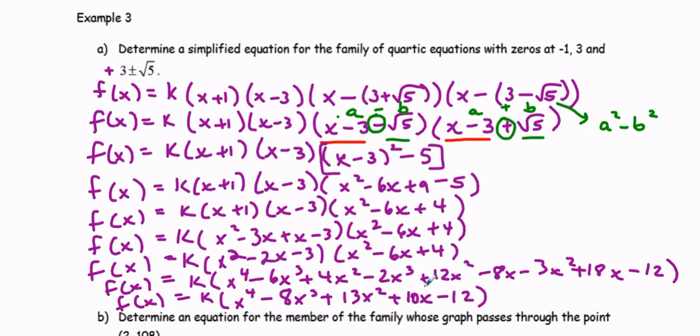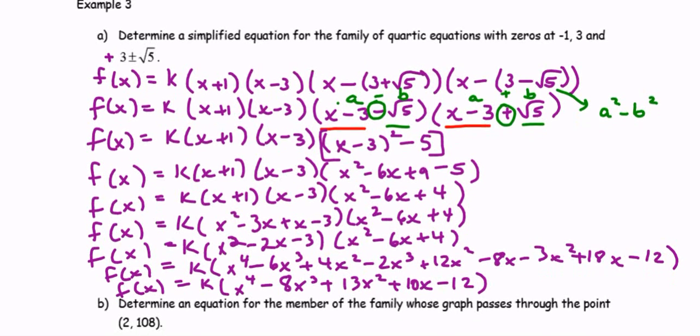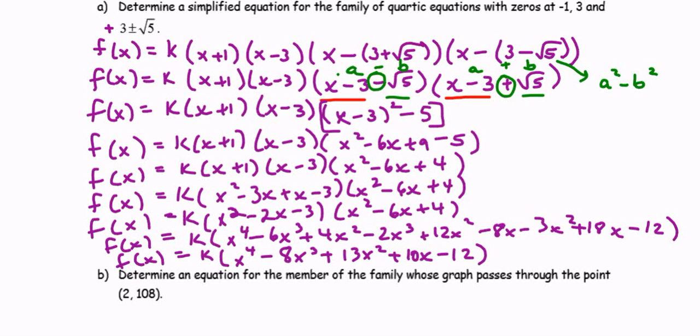equations with zeros at negative 1, 3, and 3 plus or minus the square root of 5. So notice here, we didn't FOIL any of this. We did not want to work with our square root of 5, so we just rewrote it in this form using the principles of the difference of squares, and then we expanded it out, simplified it, and then we actually had to do a lot of FOILing in order to get our final equation.